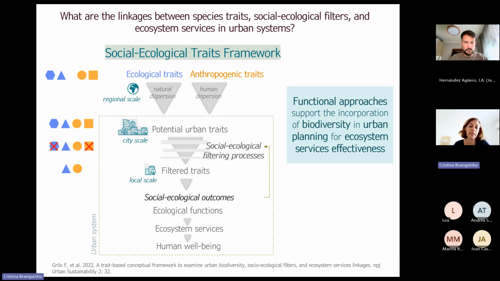And the representation is that, of course, we have natural dispersion and human dispersion. So we have then at the city level potential urban traits that are filtered. Those filtered traits will produce some socio-ecological outcomes that give us some ecological functions, that will produce some ecosystem services, and then that will feed back into human well-being. So this is the approach that we used in this work.